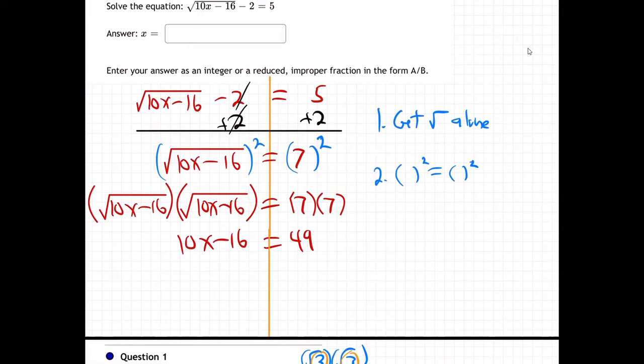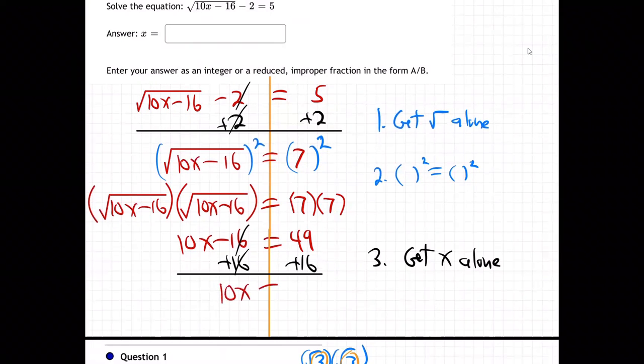So let's do it. So what's our next step? We need to get x alone. So that's step 3 now. Yeah, just get x alone. So add 16 to both sides. Boom, boom. 10x is what's that? 64? 65. 65, and last step, divide by 10.